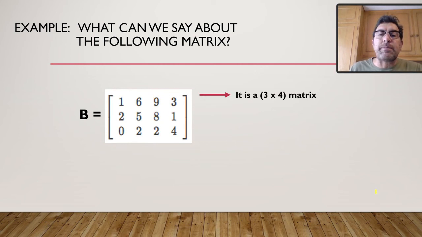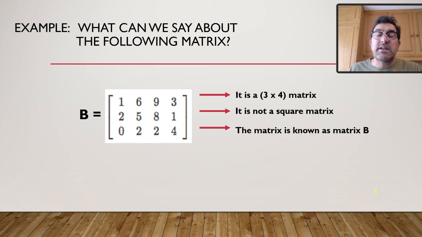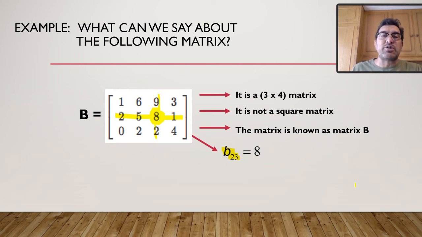Okay, let's have a look. First of all, it's a 3 by 4 matrix. It's not a square matrix. The matrix is known as matrix B, and B2,3, row 2, column 3, where they intersect, is where we can find this entry. B2,3 is entry number 8.